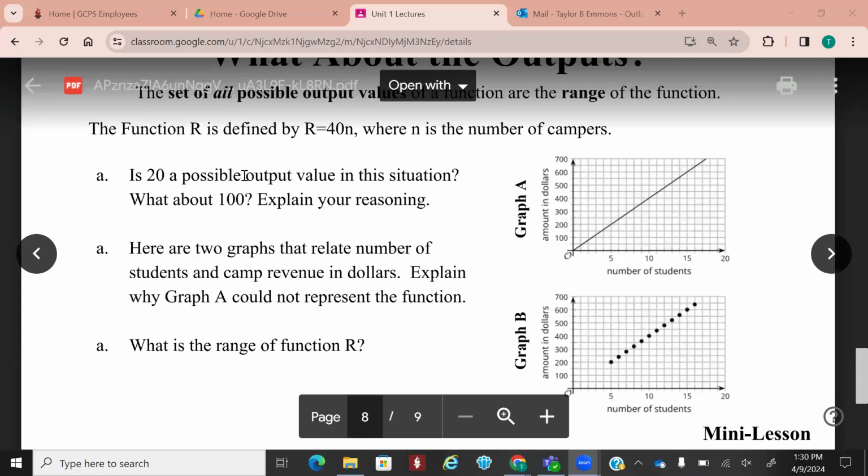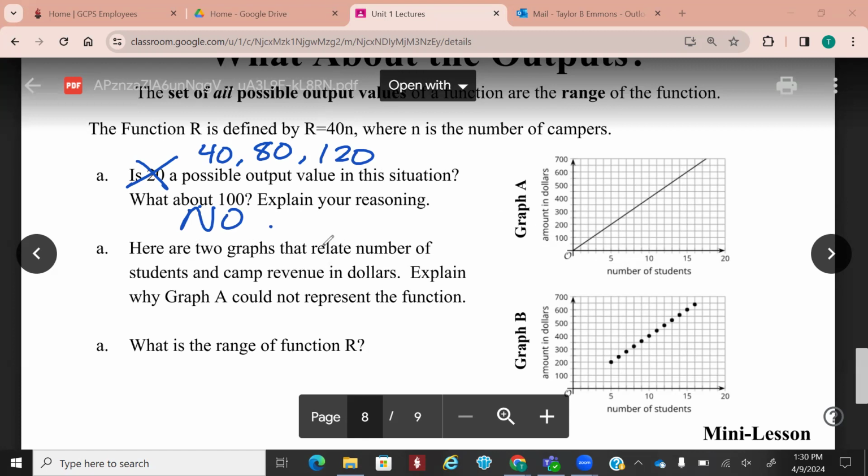If I plug in 1 into this equation, I'm going to get 40. If I plug in 2, I'm going to get 80. So I cannot have 20 come up. What about 100? Well, if I plug in 3, that's going to give me 120. So the answer is no for both of these. Okay, and the reason why is because we can't substitute into this equation and make that happen.